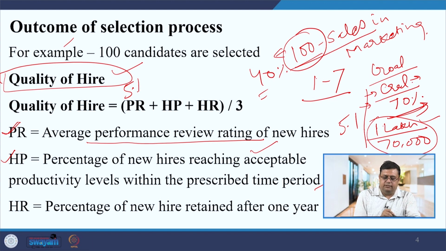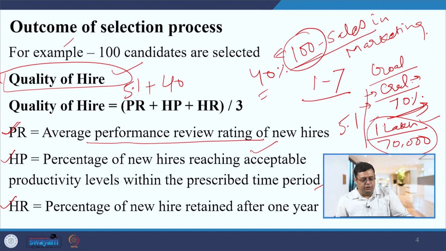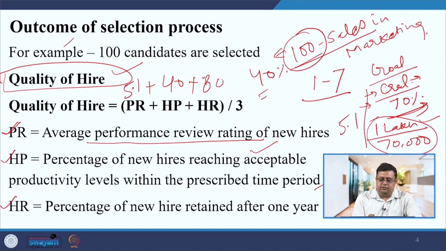So, 5.1 is the PR, plus 40 is the HP, and the third one is HR, the percentage of new hires retained after 1 year. After 1 year, how many new hires are still working with the organization? Let us assume it is 80%.